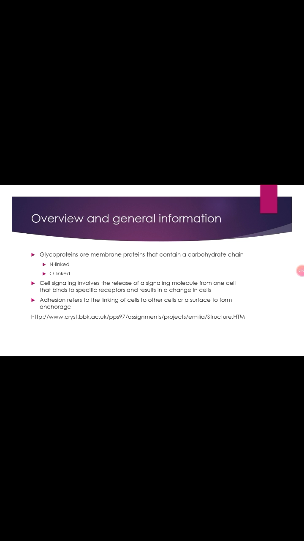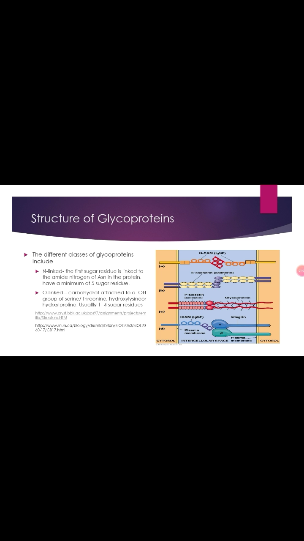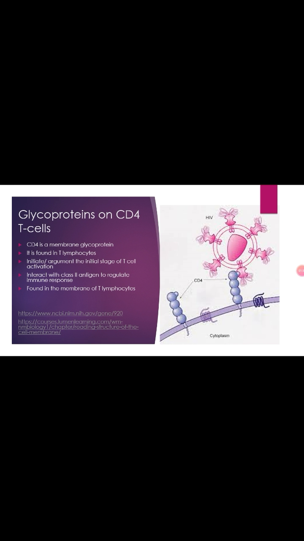As I mentioned before, we have both N-linked and O-linked glycoproteins. In N-linked glycoproteins, the first sugar residue is linked to the amide nitrogen of asparagine in the protein and has a minimum of 5 sugar residues. In the O-linked glycoproteins, the carbohydrate is attached to the OH group of serine, threonine, hydroxylysine, or hydroxyproline, and there are usually 1 to 4 sugar residues. Shown here is a picture of the various different glycoproteins.